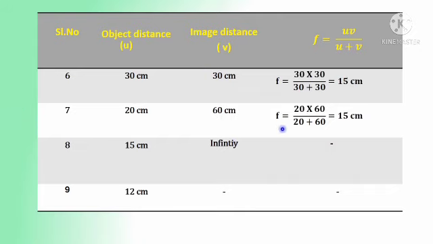Lastly, 20 centimeters object distance, 60 centimeters image distance, then focal length of the lens is 15 centimeters. Then next one, object distance is 15 centimeters, image formed at infinity distance. Finally, last case, object distance is 12 centimeters. Image distance, where we can find out that the image is only on the object side.